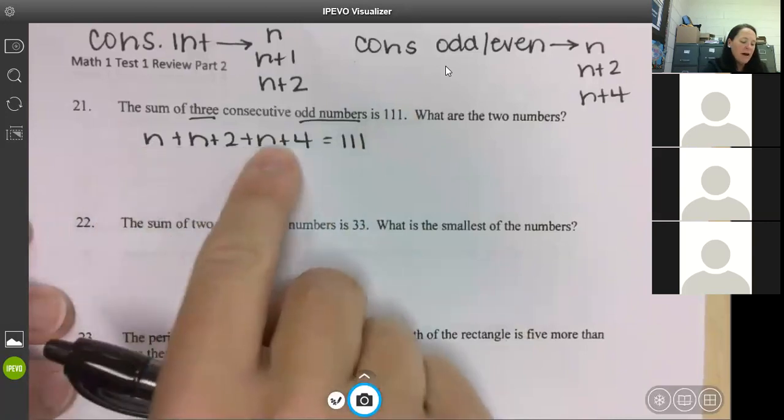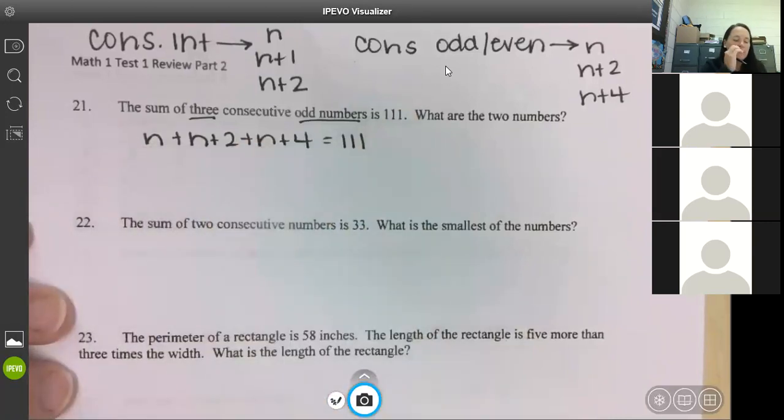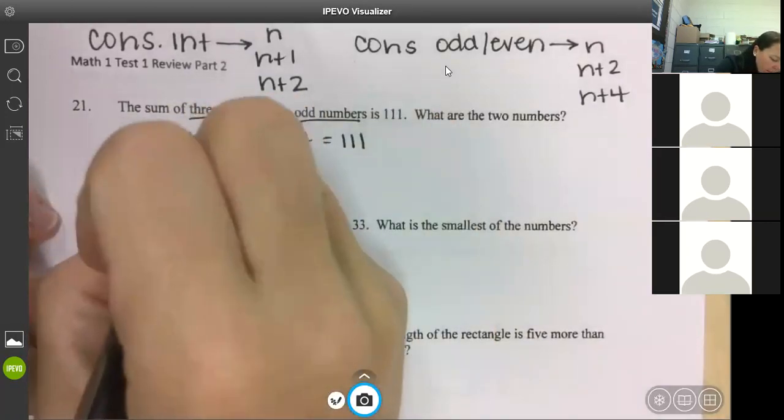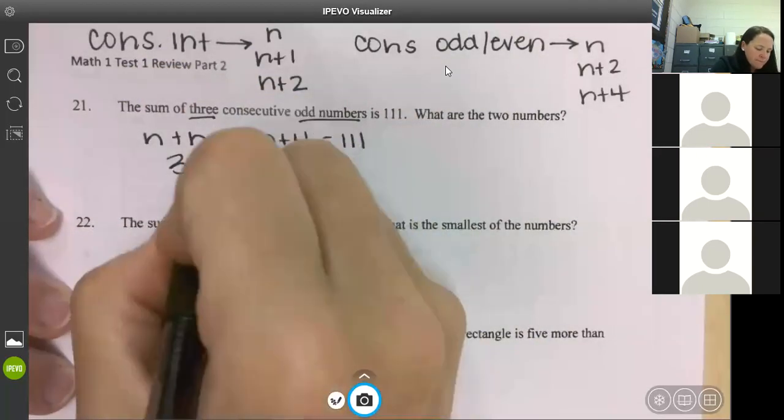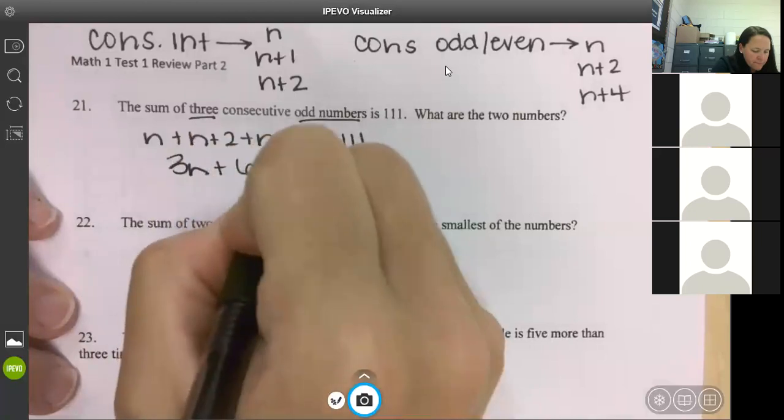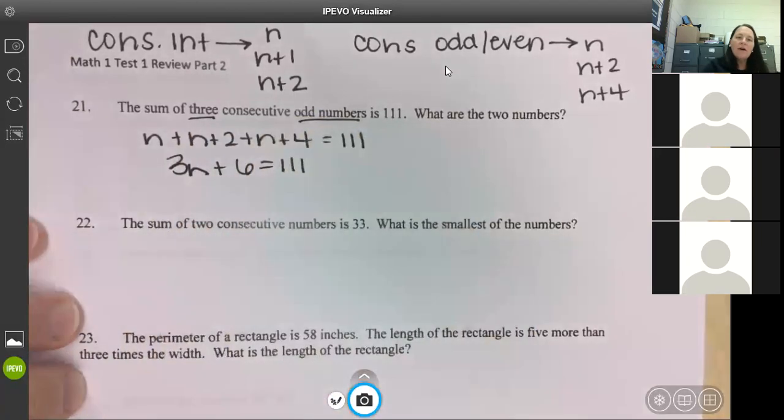How many n's do I have total? 3. 3 n's. What is 2 plus 4? 6. And then we're going to solve. How do we solve?